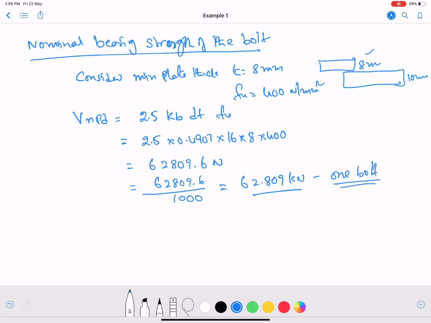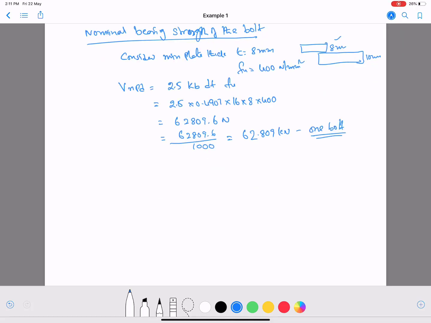If you have a number of bolts, we need to multiply each one. So our capacity of the connection is 90 kilonewtons. If one bolt is actually 62, at least we need to provide 2 bolts in order to take care of the bearing strength. Okay. Let's discuss right now design bearing strength.